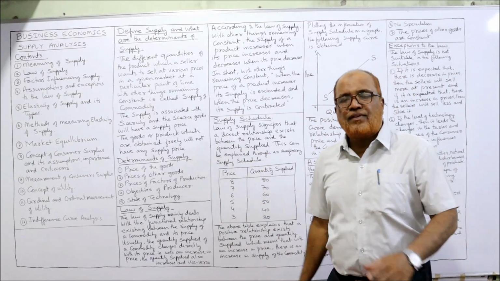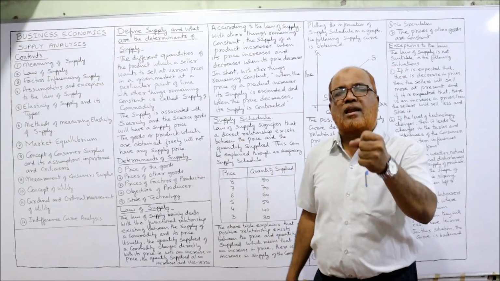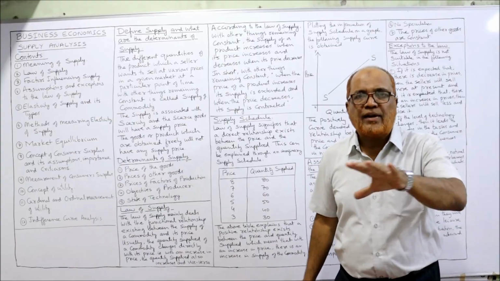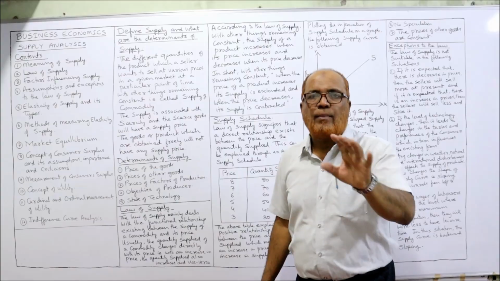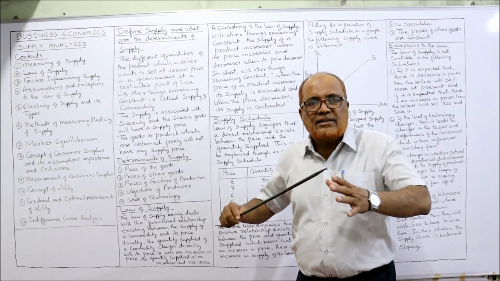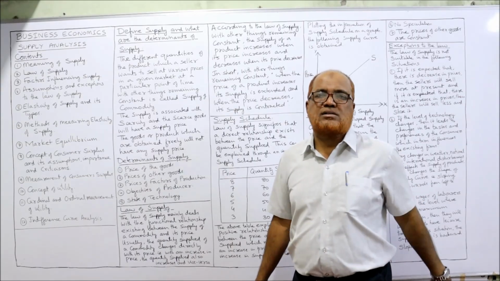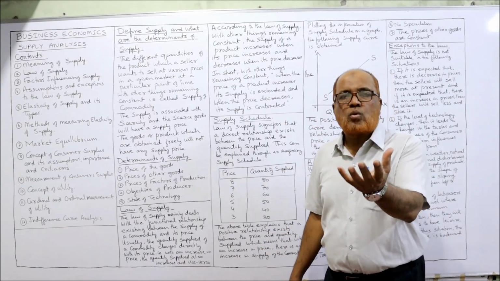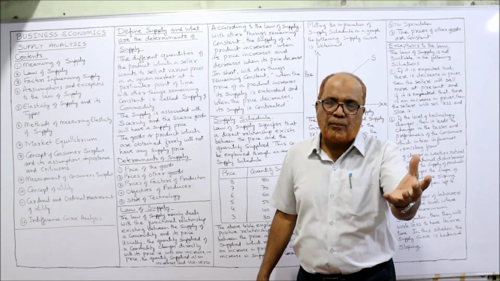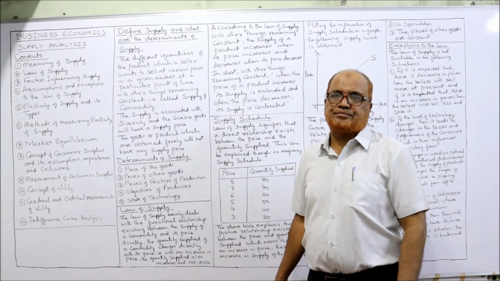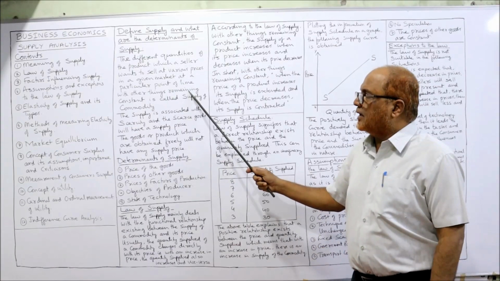It means the different quantities of product which a seller is ready to supply at different prices at a particular point of time in a particular market, and we assume that other things are remaining constant. So how much quantity of goods he wants to supply at different prices at a particular point of time in a particular market, other things remaining constant, that is called supply.